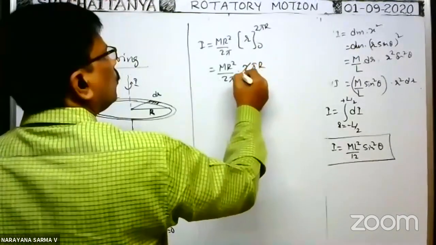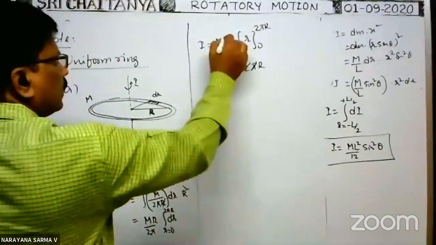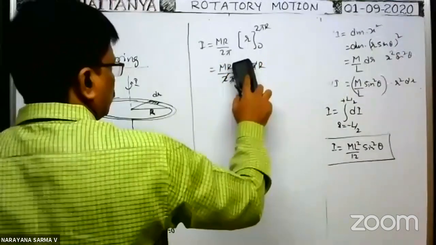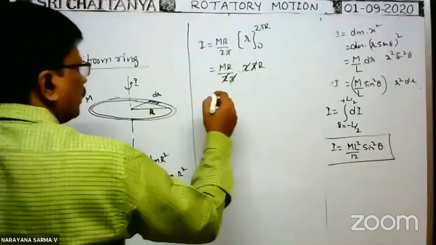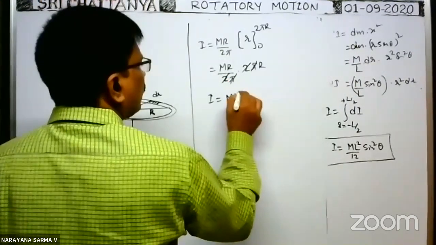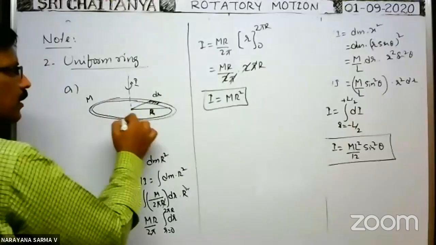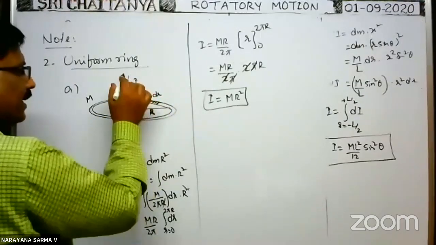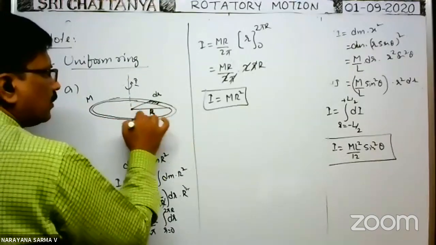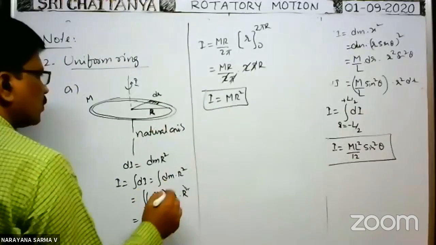So 2 cancels, pi cancels. So it is M R squared. Therefore I is equal to M R squared. It is the moment of inertia of the ring about an axis passing through the center and perpendicular to the plane of the ring. The axis passing through the center and perpendicular to the plane of the ring is called the natural axis. About the natural axis, the moment of inertia is this one.